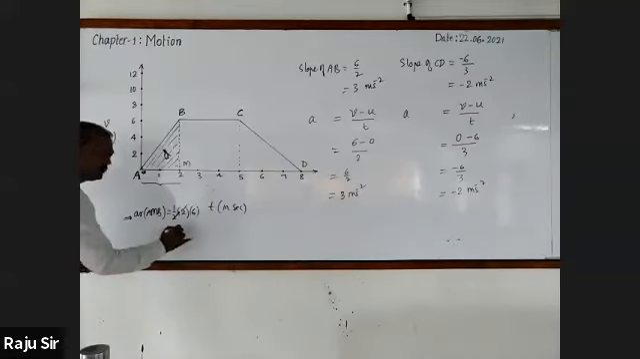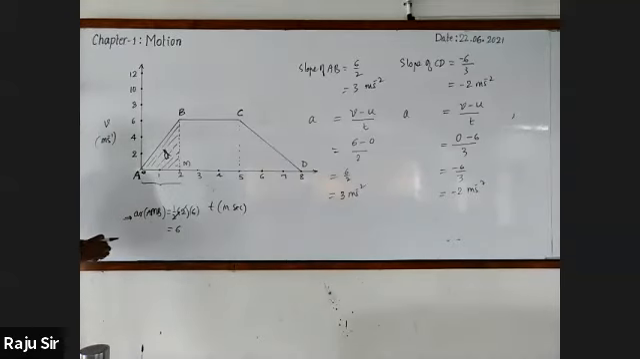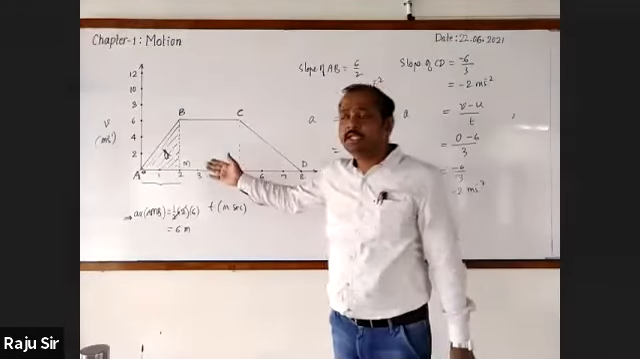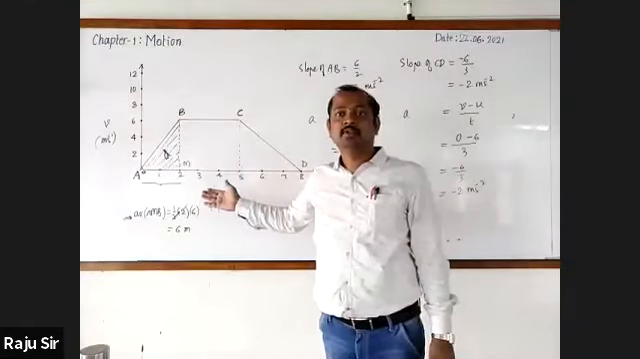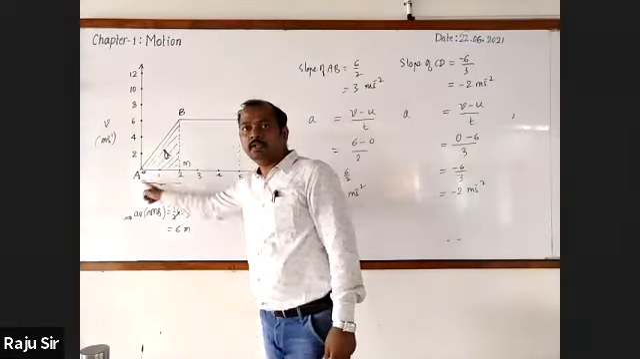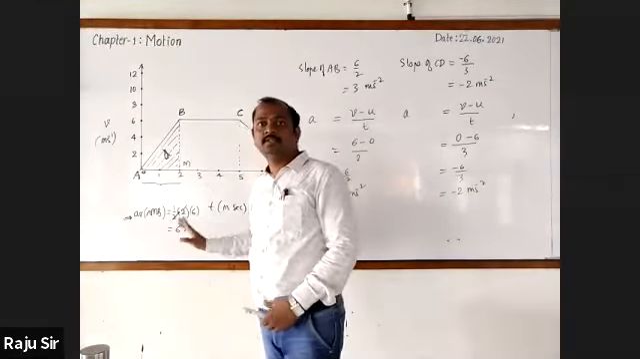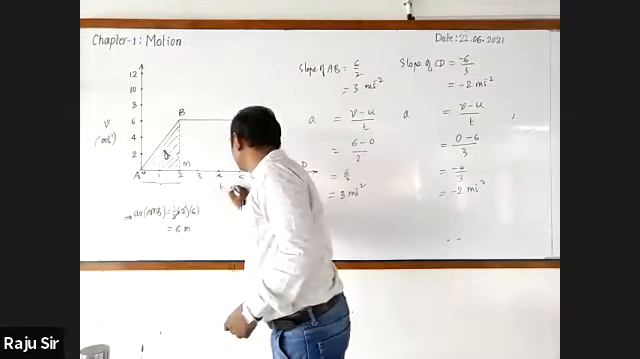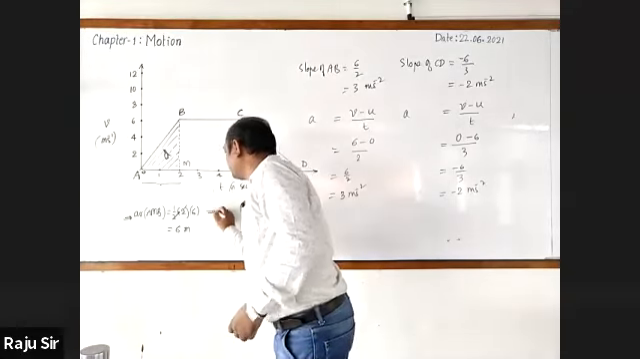It is 6. What is the unit? Meter per second? It is not meter per second square. It is just meter. Here we have found out the distance. The unit of distance is meter. The distance traveled by the body from A to M, or in the first 2 seconds, is 6 meters. Now I'll go for the second part.